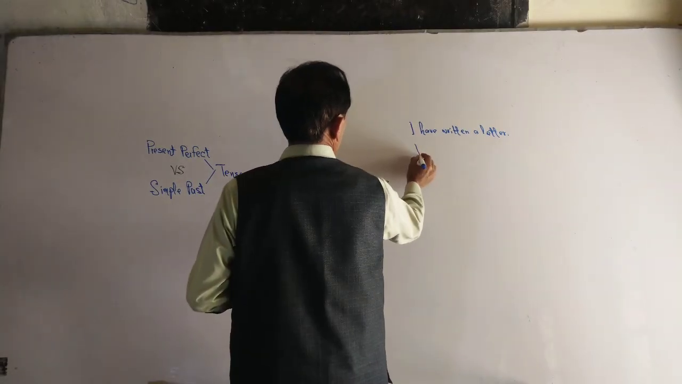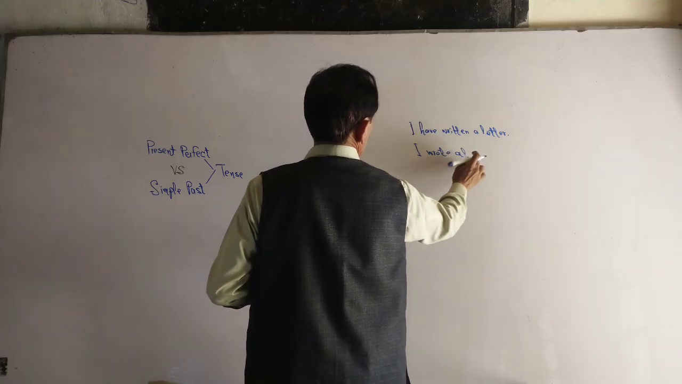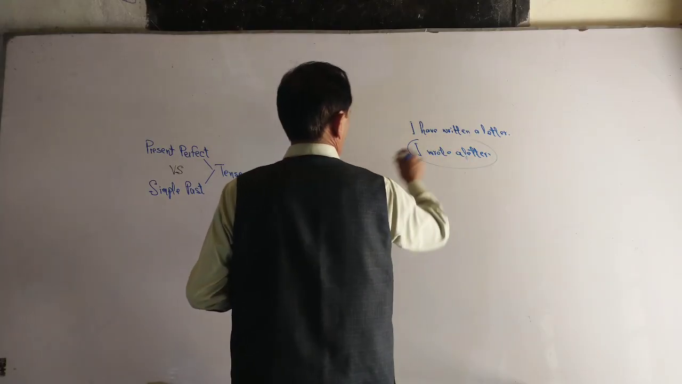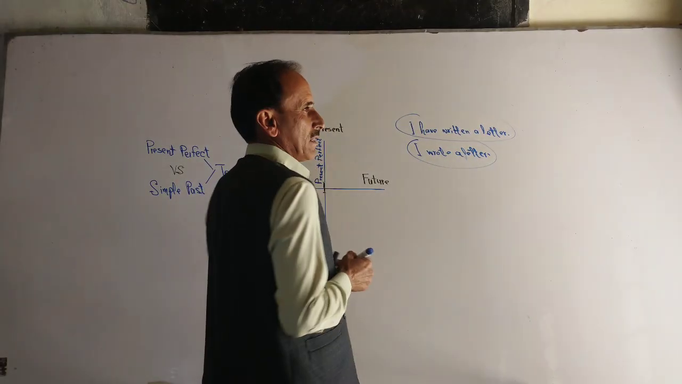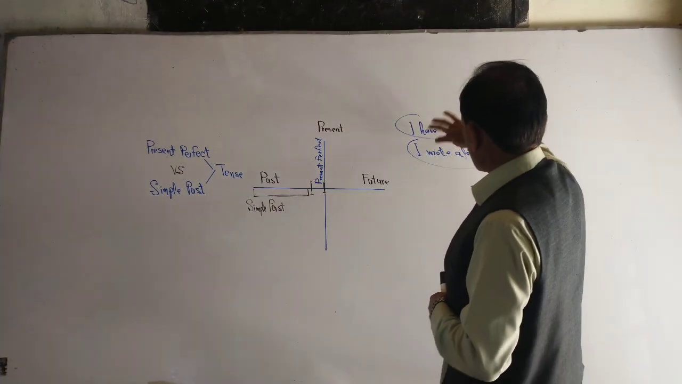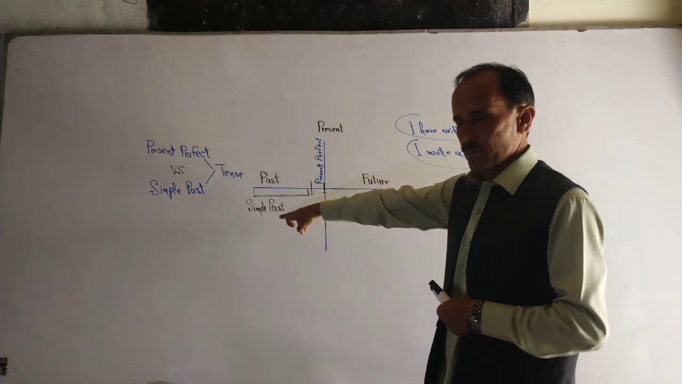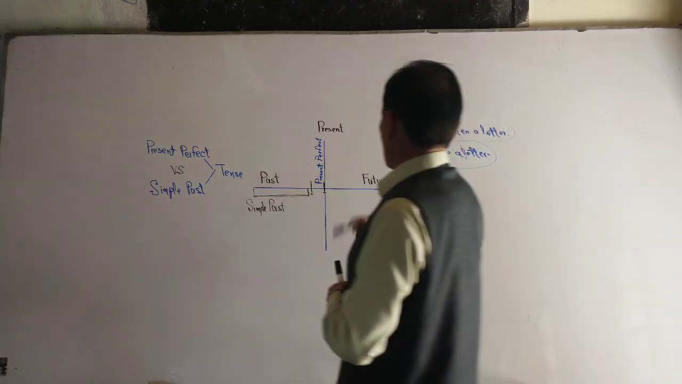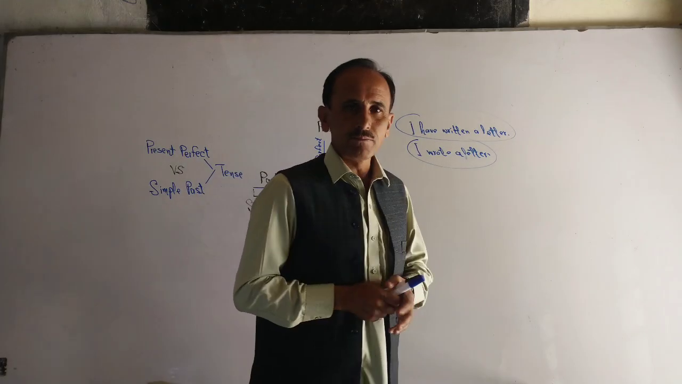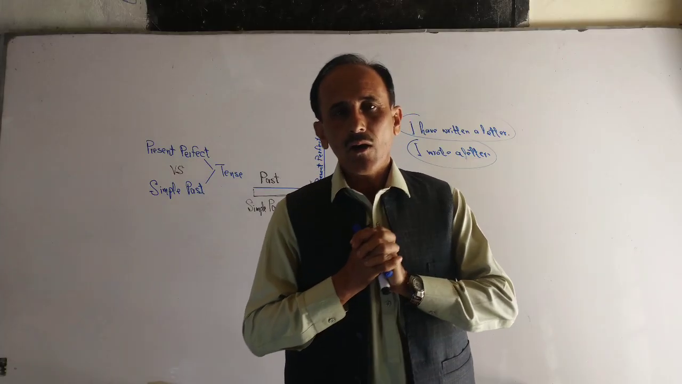For example, I wrote a letter. This is also past. Now, what is the difference between these two tenses, present perfect and simple past? This is the sentence of simple past or past indefinite. I wrote a letter. It means I wrote a letter a long time ago.